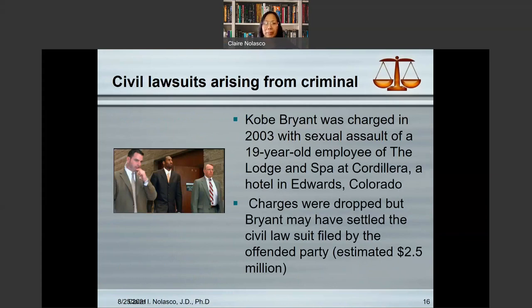Another example was the Kobe Bryant case. In 2003, he was charged with sexual assault of a 19-year-old employee at the Lodge and Spa at Cordillera, which is a hotel in Edwards, Colorado. Charges were dropped, but Bryant may have settled the civil suit in an estimated amount of $2.5 million damages.